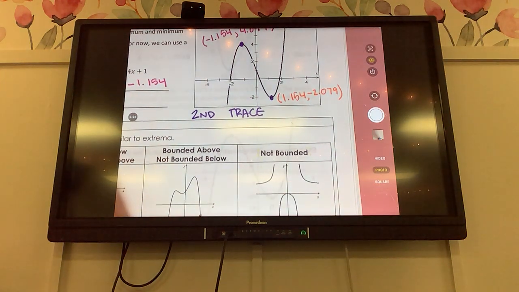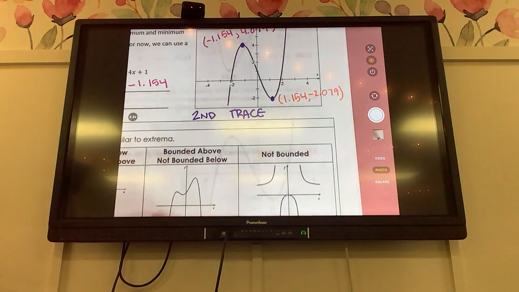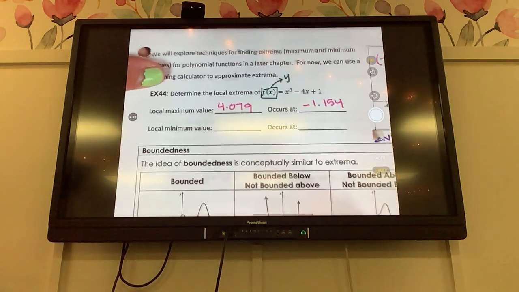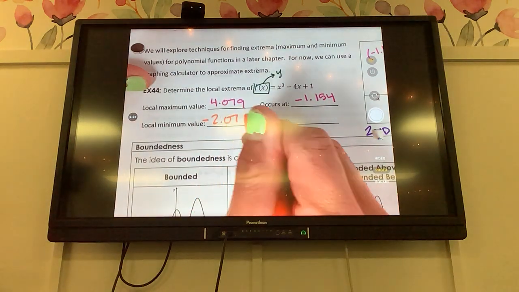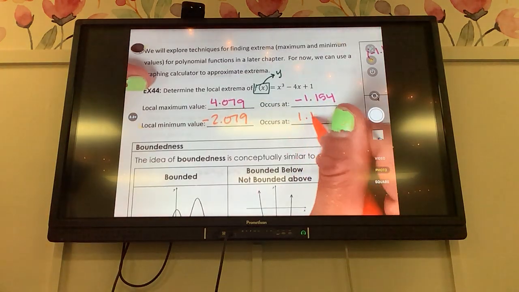All right, so if you are struggling with the calculator, that might be where you want to start on your homework while I'm here to answer questions. But if you did the minimum, you should have gotten this point here, 1.154, negative 2.079. And so when we are writing over here, the minimum value is negative 2.079, and it occurs at 1.154.